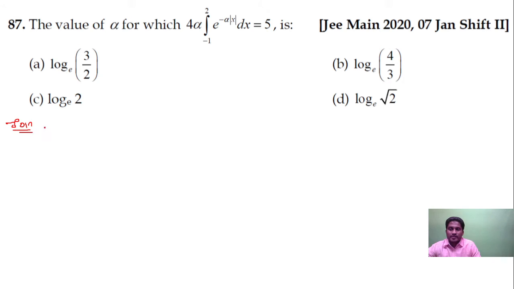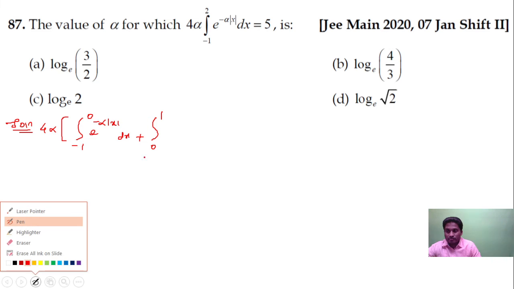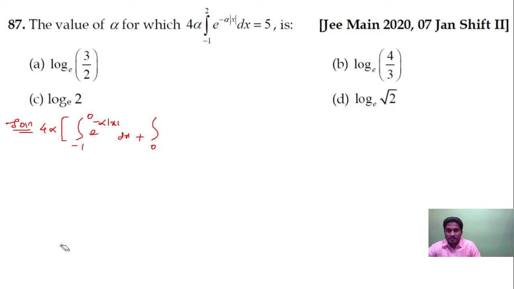Okay, now follow carefully. I can write this as 4 alpha into a bracket. Minus 1 to 2 can be written as minus 1 to 0, e to the power of minus alpha into mod x dx, minus 1 to 0, and then I'll write 0 to 1. Both are same. Minus 1 to 2 is minus 1 to 0 and 0 to 2, because the upper limit will be 2, right? Minus 1 to 0 and 0 to 2, 0 to 2 e to the power of minus alpha into mod x dx is equal to 5.